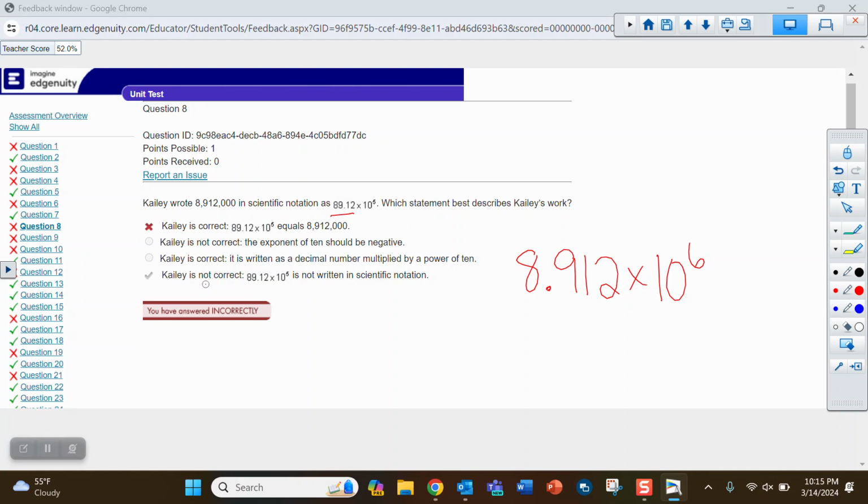But the correct answer is that she's not correct. It's not written in proper scientific notation. Again, because that front digit she's got is too big. She didn't move the decimal enough times. So it should have been 1, 2, 3, 4, 5, 6.